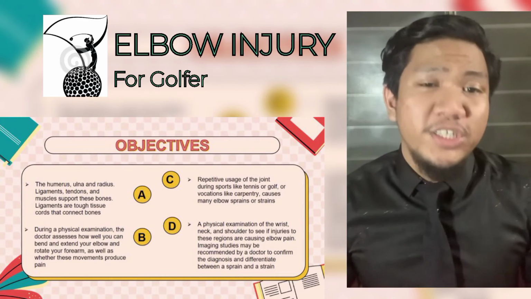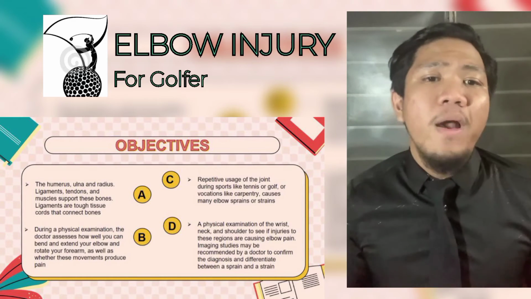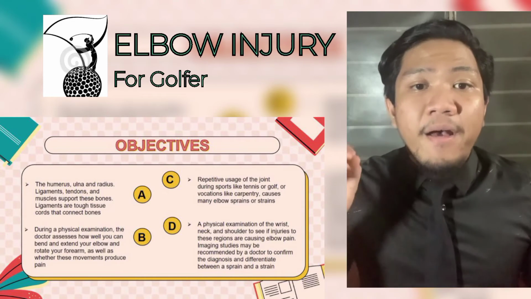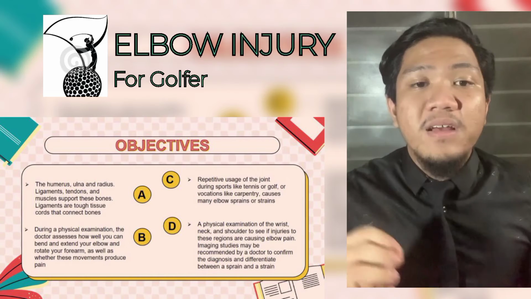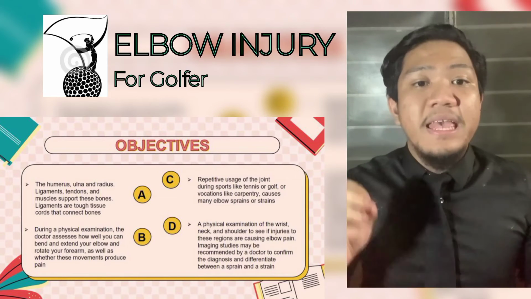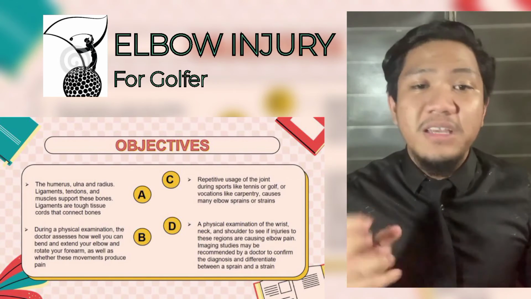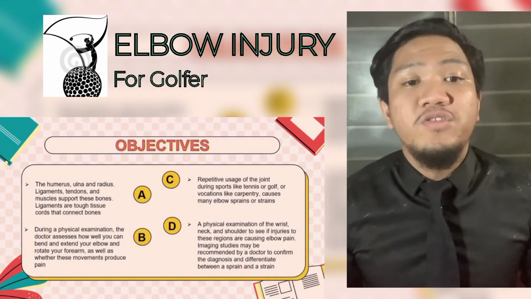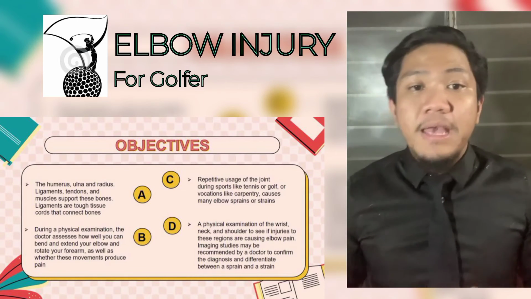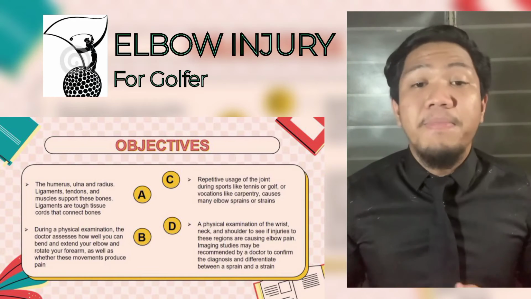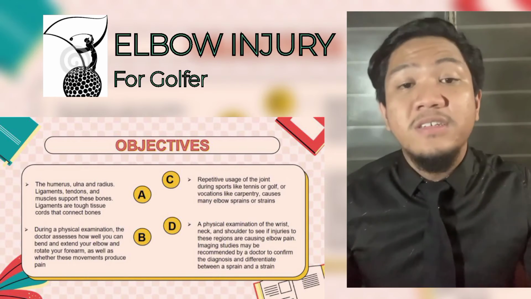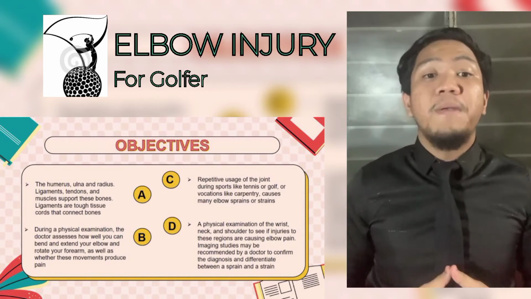During a physical examination, the doctor assesses how well you can bend and extend your elbow and rotate your forearm, as well as whether this movement produces pain. He or she may also perform a physical examination of the wrist, neck and shoulder to see if injuries to these regions are causing elbow pain. Imaging studies may be recommended by a doctor to confirm the diagnosis and the difference between a sprain and a strain.